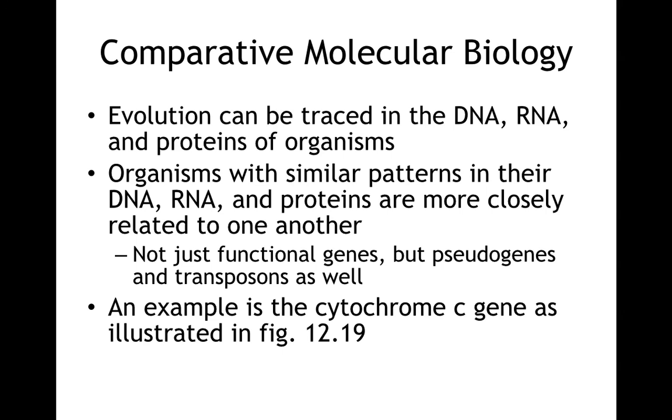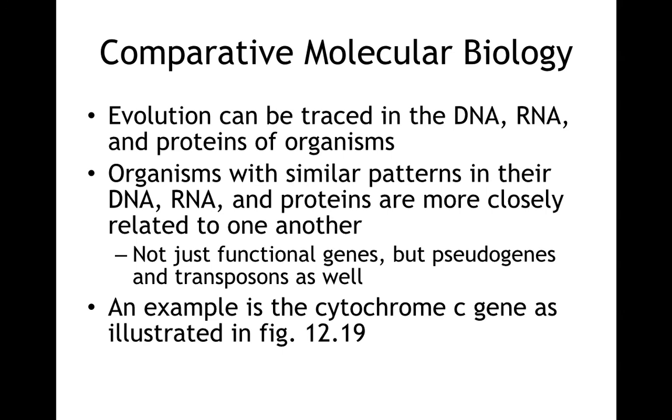So we can trace back our mammalian history by the genes. We can trace our ancestry with fish based upon the genes, and amphibians and reptiles and such. Okay, so organisms with similar patterns in the DNA, RNA, and proteins are more closely related to one another than others are. Okay, the cytochrome C gene is featured in your textbook in Figure 12.19. That's just one of the many genes that we use to determine phylogenies.